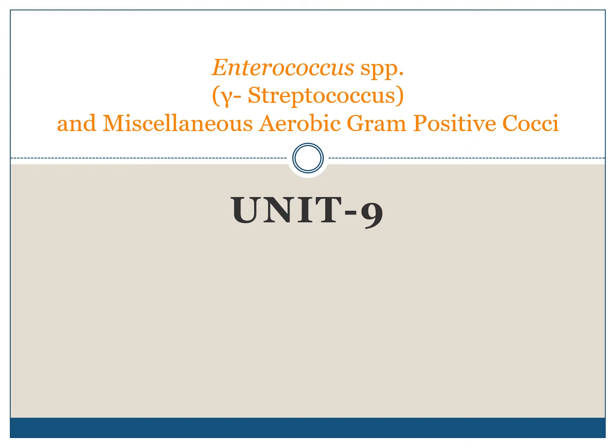Hi everyone and welcome to Unit 9. In Unit 8 we went ahead and talked about our beta and alpha hemolytic streps, and now we're going to get into the gamma hemolytic streps. Some of the organisms we're going to talk about today are Enterococcus species, of course, a gamma hemolytic streptococcus of the gut. And then we're also going to talk about those crazy miscellaneous aerobic gram-positive cocci.